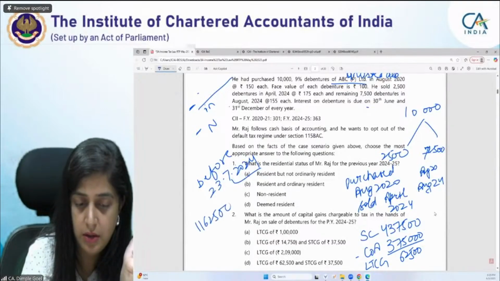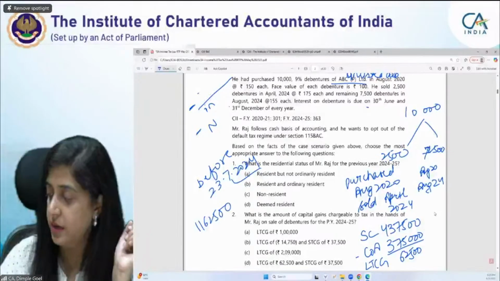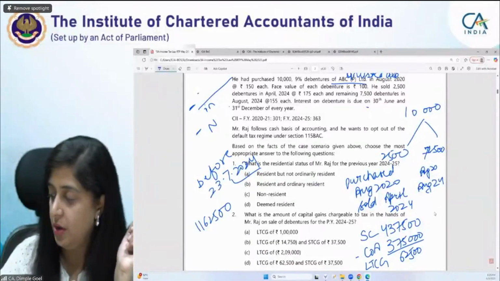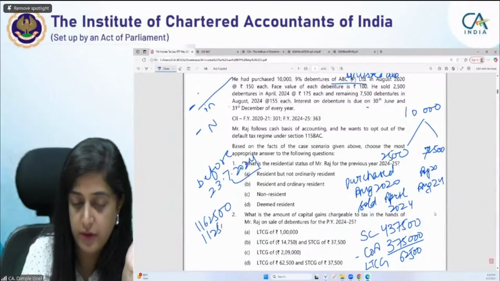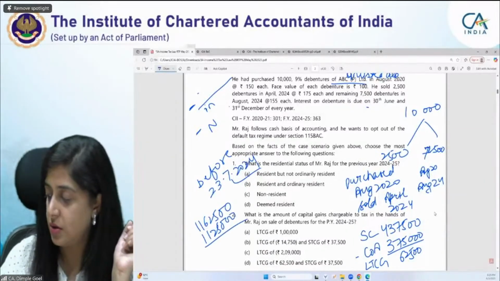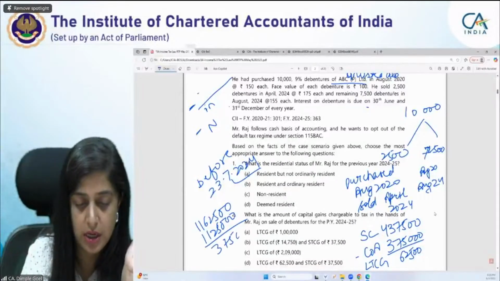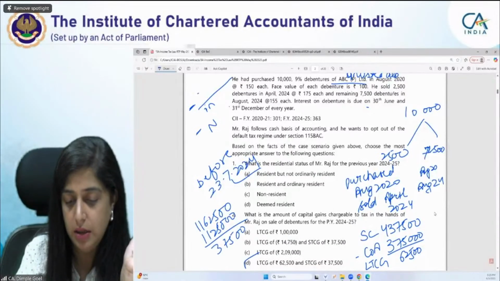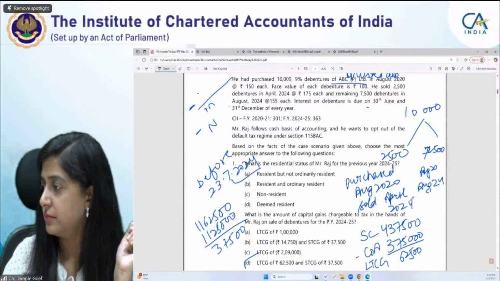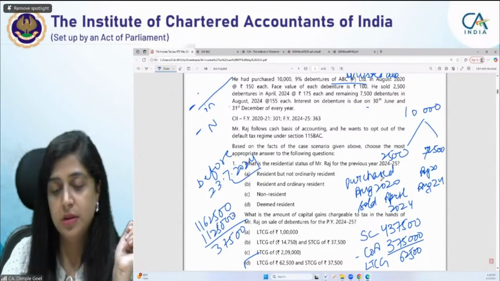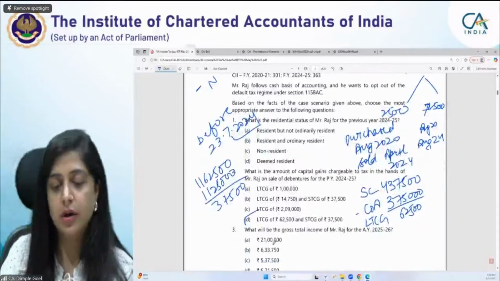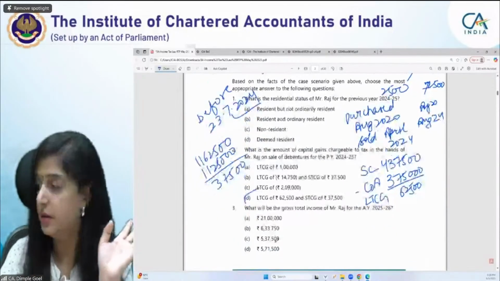1,162,500, and your cost of acquisition is 7,500 into 150, which comes to 11,25,000, and the remaining is your short-term capital gain, which is 37,500. So your correct answer will be D. Got it, student? Long-term capital gain 62,500 and short-term capital gain 37,500. Simple.